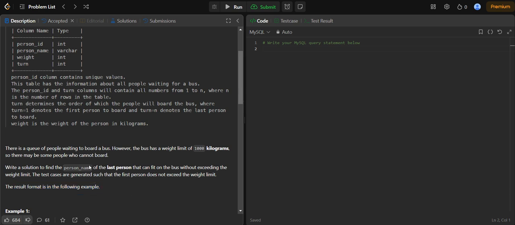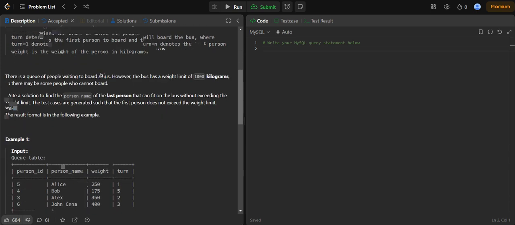So the question is, there is a limit of the bus, how much the bus can carry. The bus can carry at most 1,000 kilograms. So I cannot fill the bus with all the persons in the table. I have to find the last person who will board the bus without exceeding the weight limit, and the order should be according to the turn number. Because the first person will get into the bus, the second person, how will I decide who will get in first? The turn column will decide it.